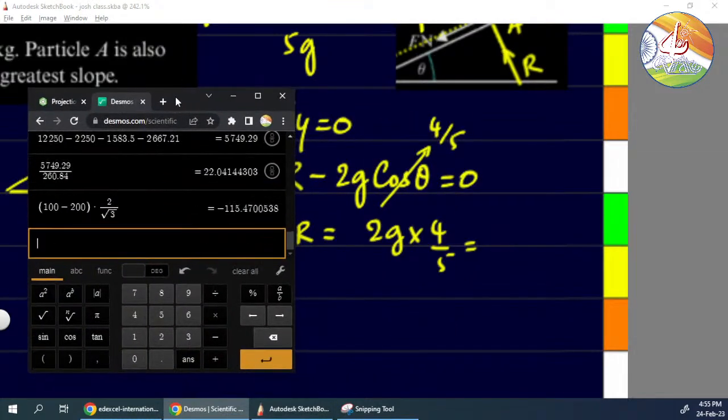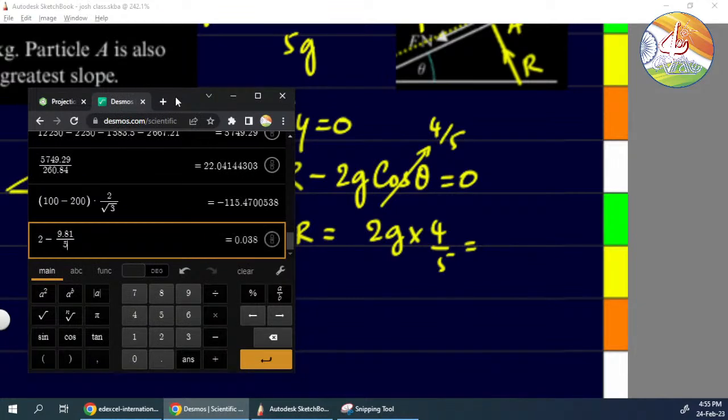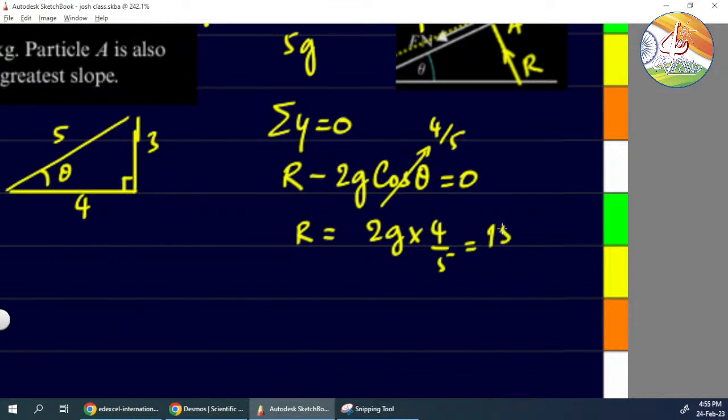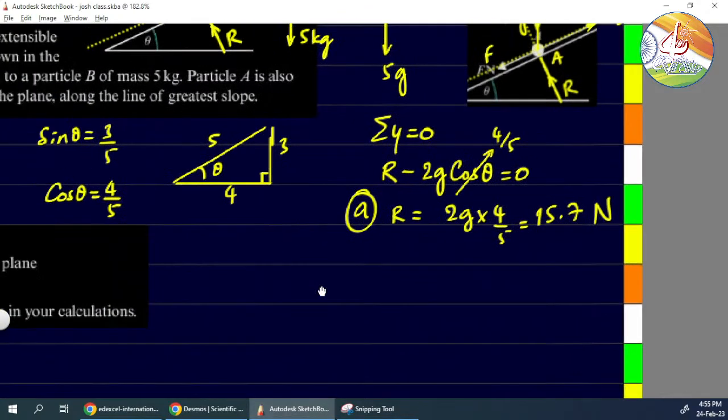Yes. 2 times 9.81 by 5 into 4. That is, we got 15.696, so 15.7. Okay, 15.7 newtons. That is the value of R. So A bit is clear, A bit is solved.